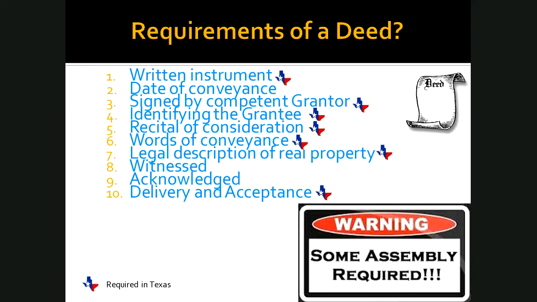So not all of them are required everywhere. So in Texas, you can get by with just these 7. Other states, you might need to have all of them. Other states, you might need to have less. But these will get you by in Texas.